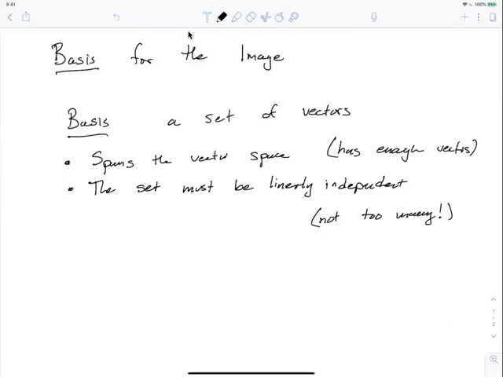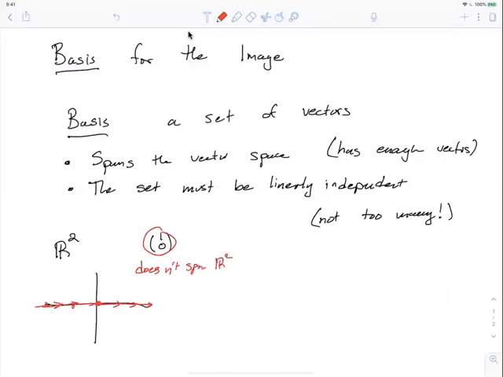So let's just do a very quick intuitive example. Let's look at R2. And we might look at a single vector. This single vector right here would just be in the x direction. Now that vector, if you span it out, doesn't have anything in the y direction. It can't reach everything. So this is not enough. This does not span. But it doesn't have too many.